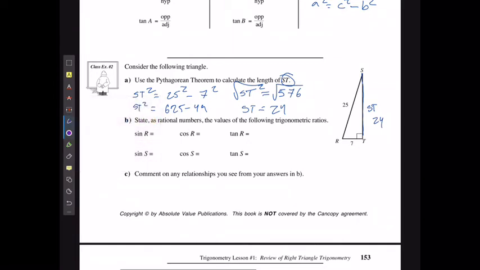If I know that's the case, then I'm going to state as rational numbers the value of the following ratios. So if I'm starting with angle R, then sine is going to be the opposite, which is that 24, divided by the hypotenuse, which is 25. Cos is going to be the adjacent, which is 7, divided by the hypotenuse, which is 25. And tan is going to be the opposite, 24, divided by the adjacent, 7.